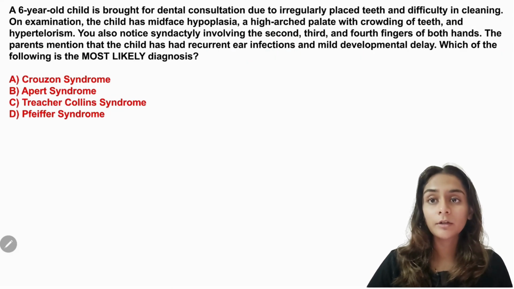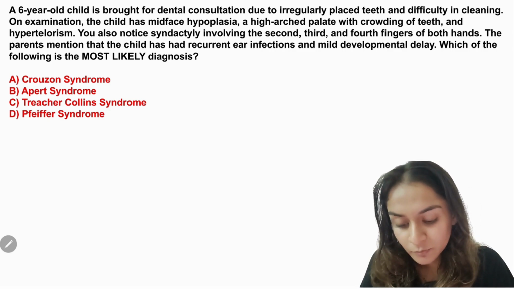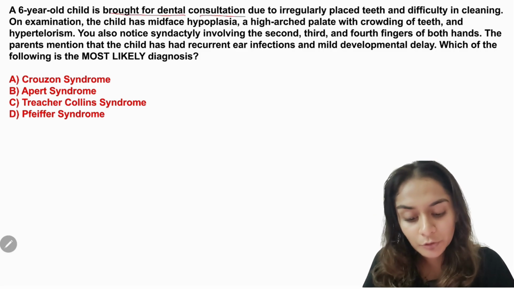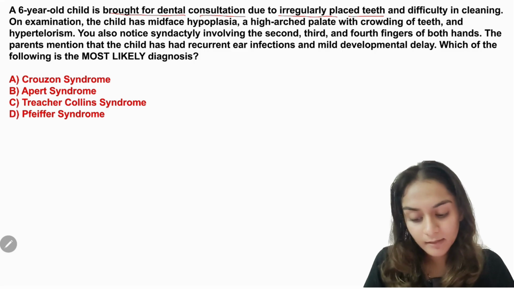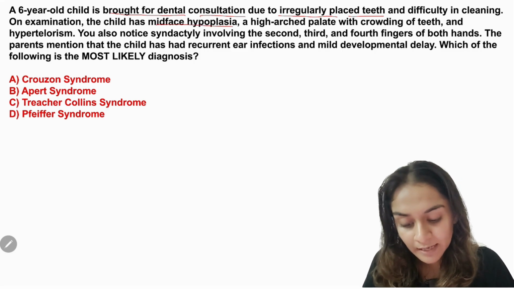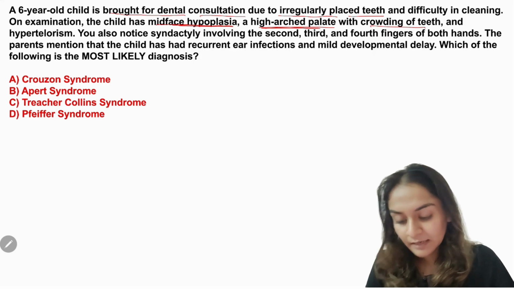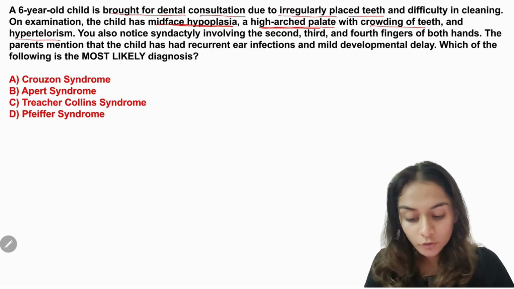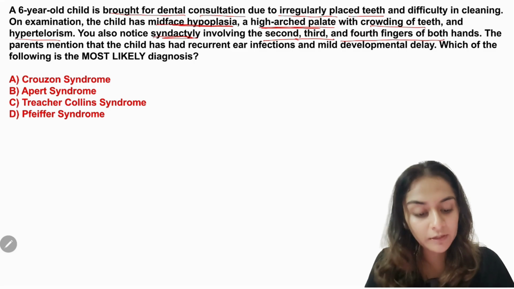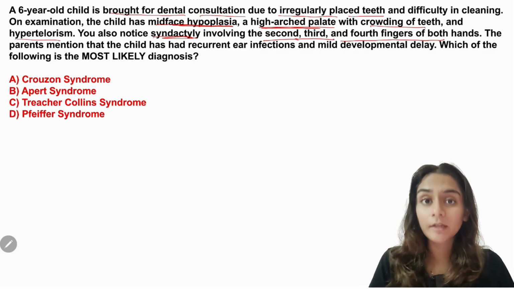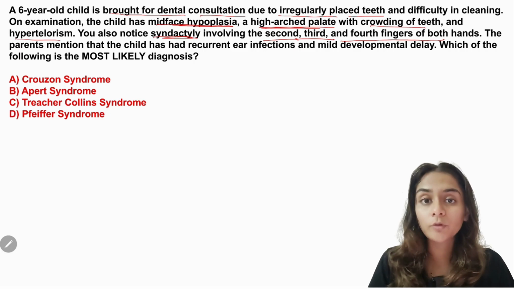Now let's move to our next case-based scenario. In this, a 6-year-old child is brought for dental consultation due to irregularly placed teeth and difficulty in cleaning. On examination, the child has mid-face hypoplasia, a high arched palate with crowding of teeth, and hypertelorism. You also notice syndactyly involving the second, third and fourth fingers of both hands. One of the very important key points: second, third and fourth fingers of both hands.